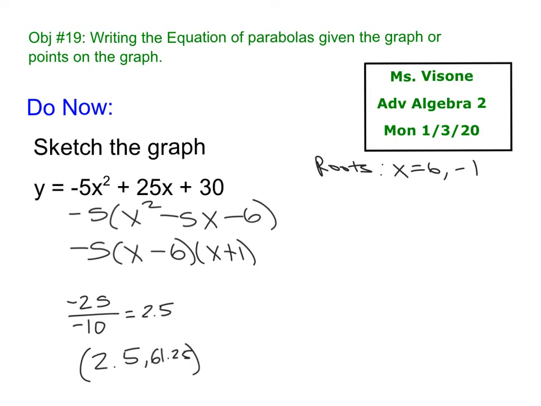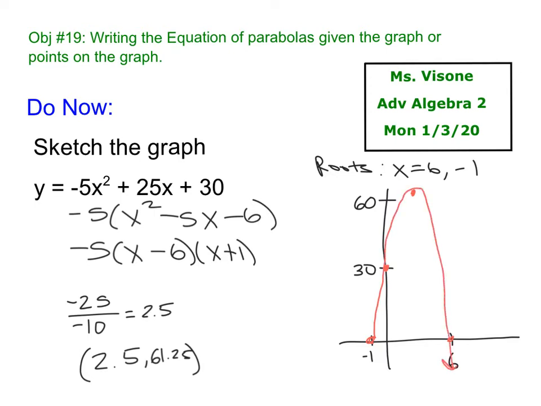Alright, so it's a sketch. So let's see. It's mostly like that. So I got my negative 1, I got 6. Let's call this 60. So 30's around here. The y-intercept is 30. 2.5, 61. So we're like here, here. All right, it's just a sketch, so nothing crazy. And that's my graph.